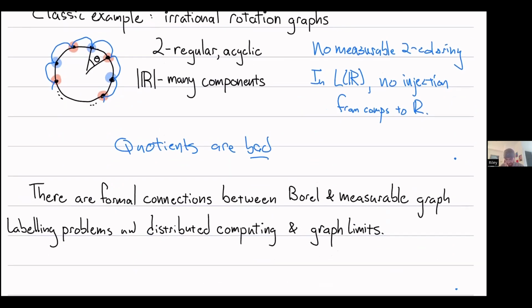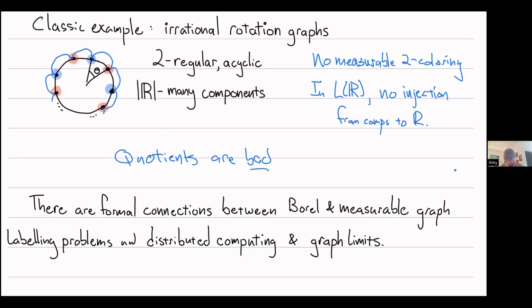And I feel like I should mention this just because it's interesting and it's important background, but I won't go into too much detail. There are formal connections between this area, Borel and measurable graph labeling problems, and problems in distributed computing and problems about graph limits. This is taking this sort of zoomed out view. This should make some sense, right? If you're doing distributed computing, you don't want to pick one processor to do all the work for you. There's no distributed way of selecting out a nice point from an entire network.